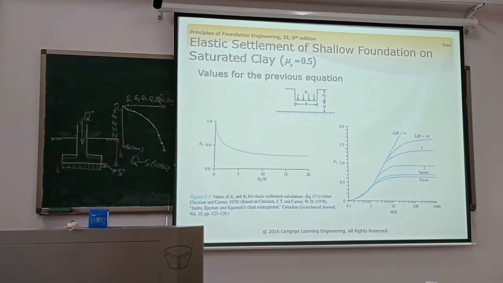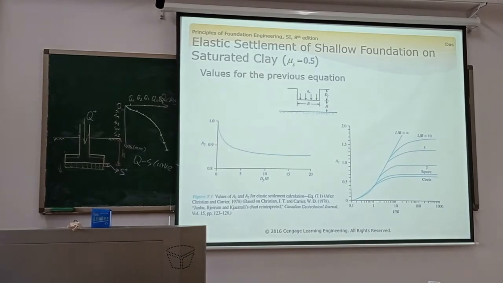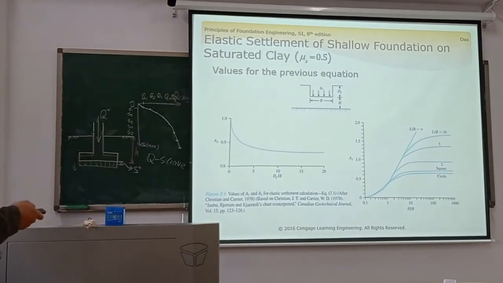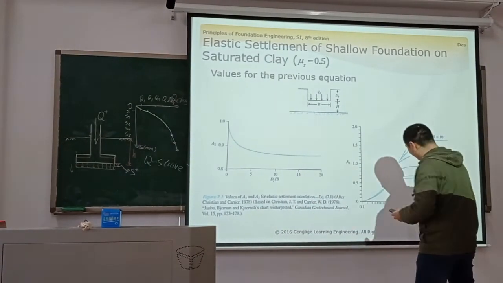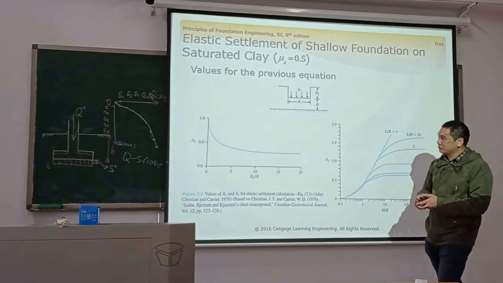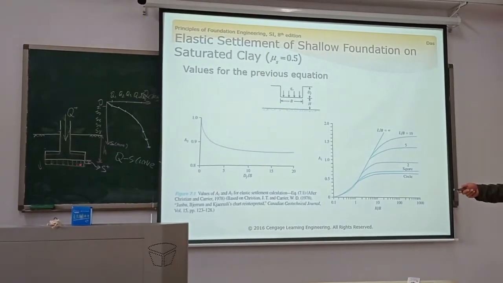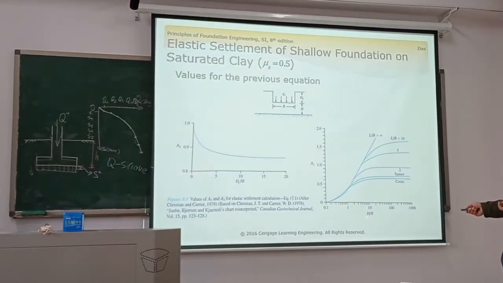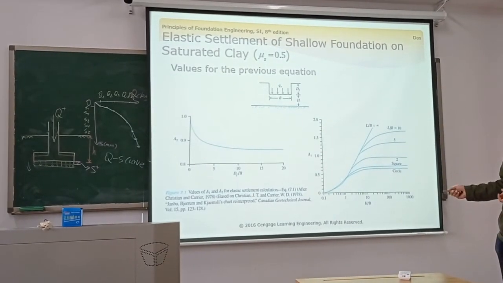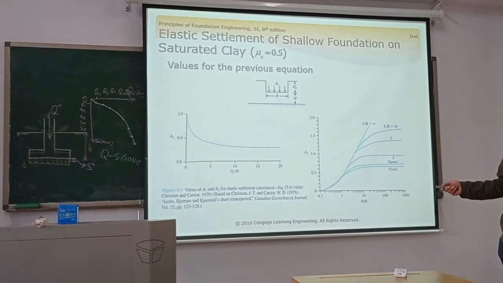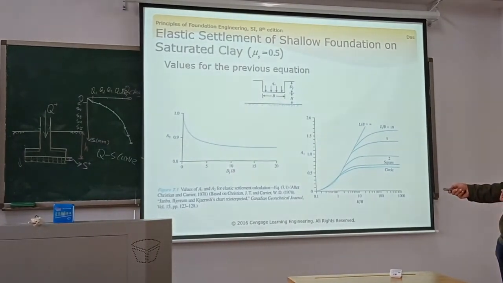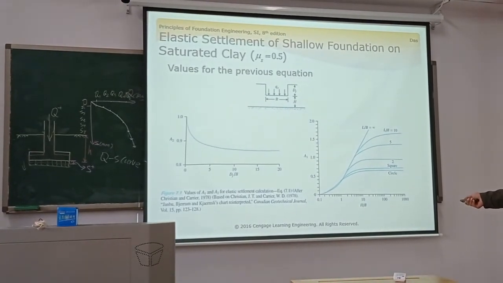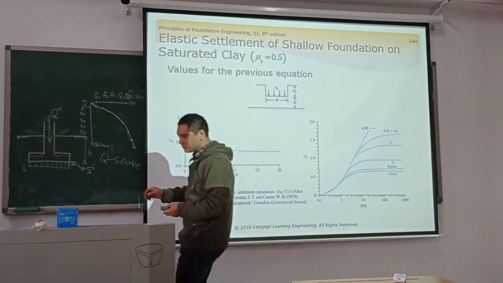The values for the parameters in the equations are provided in these curves. We get A1 using this curve. A1 has a relationship to H by B, where H is the depth and B is the width of the foundation. So we know the width and the depth of the foundation, and we can get A1. Same for A2: A2 is DF by B. Oh, sorry, and this H is not. This is DF. Okay, sorry.